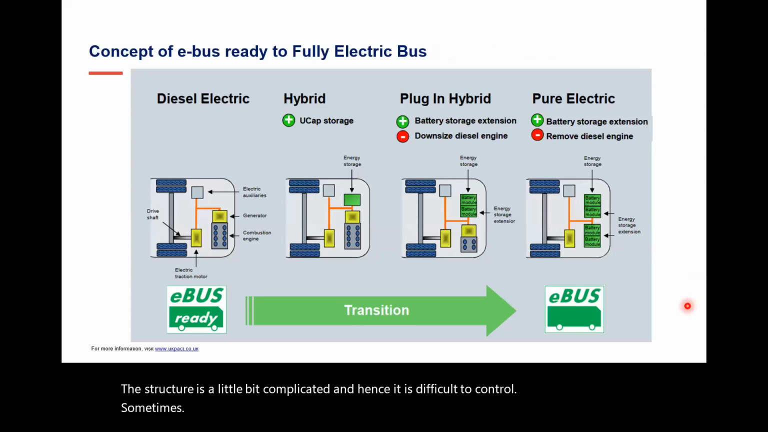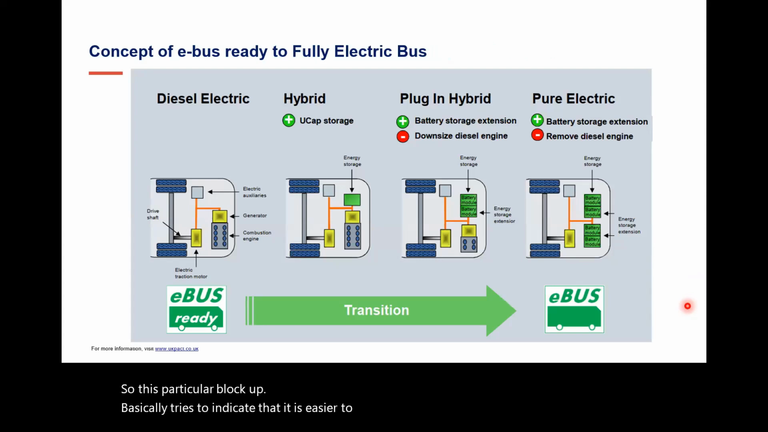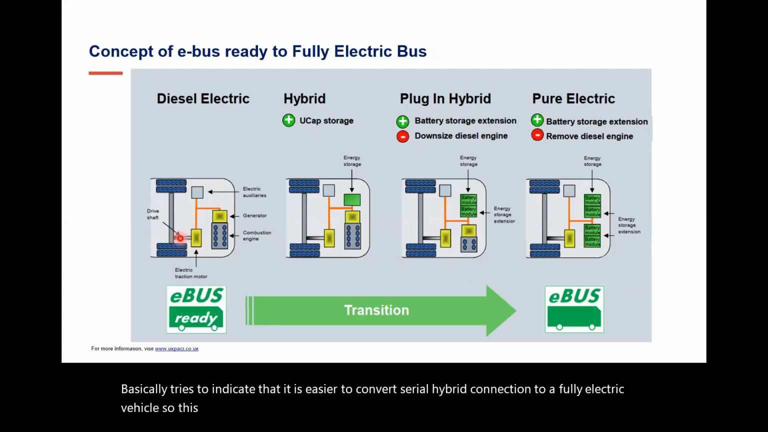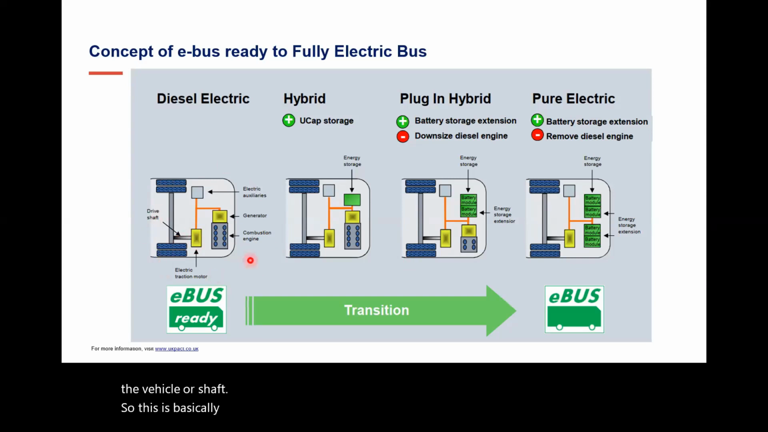So this particular block basically tries to indicate that it is easier to convert a serial hybrid connection to a fully electric vehicle. In this particular connection, there is a mechanical linkage between only the motor and the vehicular shaft. So this is basically a series hybrid configuration.